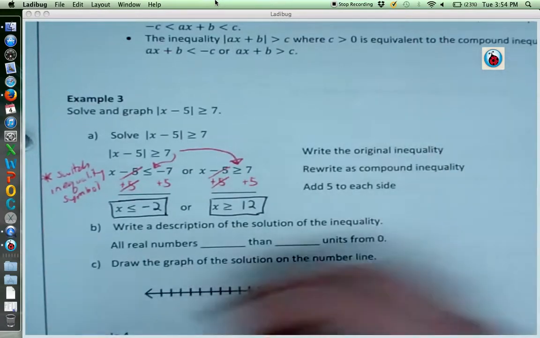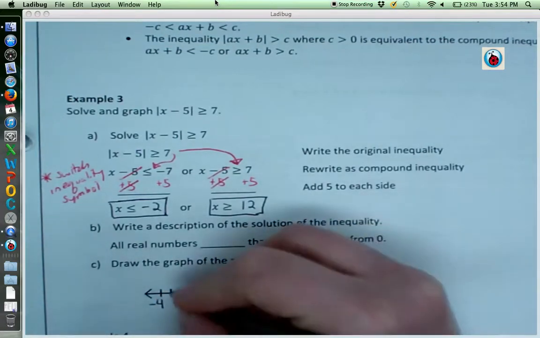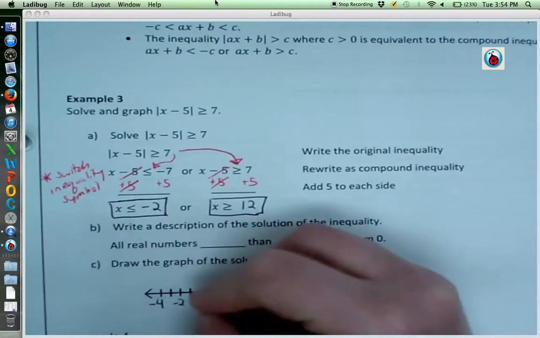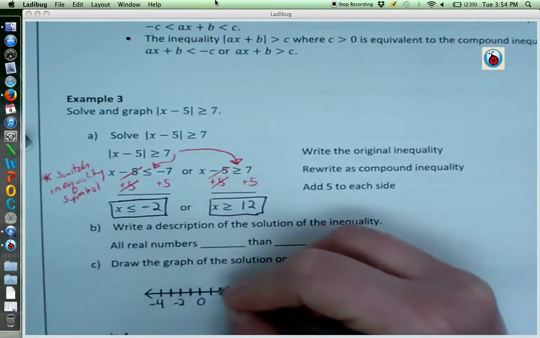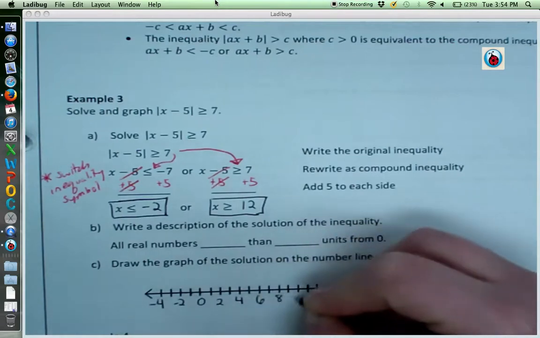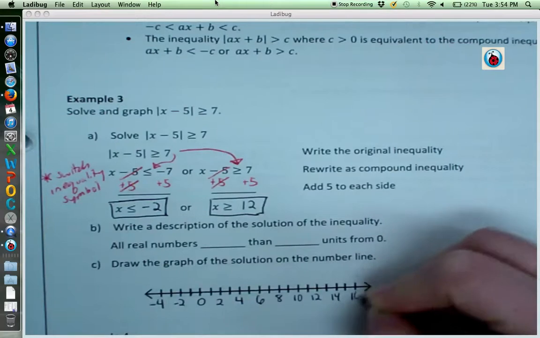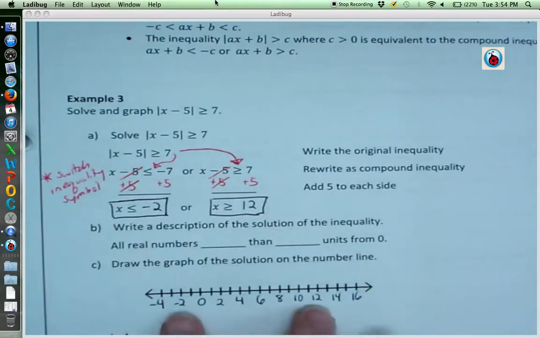So I believe if I start from, I'm going to count by 2. So if I start from -4, then skip 1, -2, skip 1, that's 0, skip 1, that's 2, 4, 6, 8, 10, 12, 14, 16. Great, I have -2 and 12 fitting on my number line. Perfect. And notice that I only numbered the even numbers.